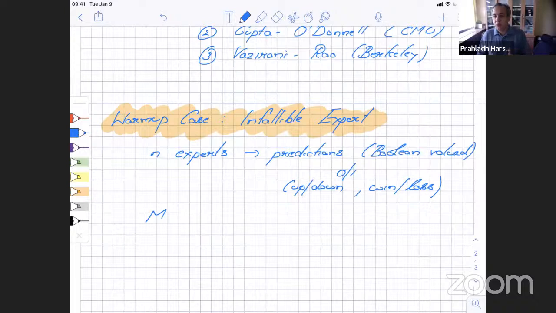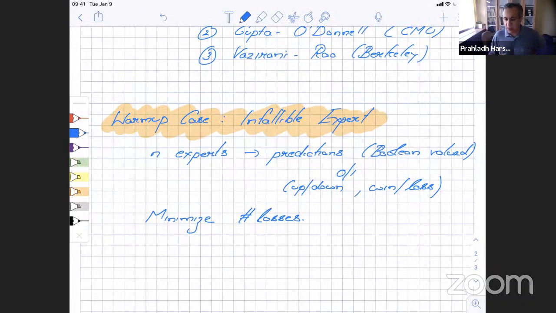And then you observe which of the experts have got it correct, which of the experts have not got it correct, and your own action, whether it has got correct or not. And the goal is to minimize the number of losses. Okay. So what is the strategy that you would follow?